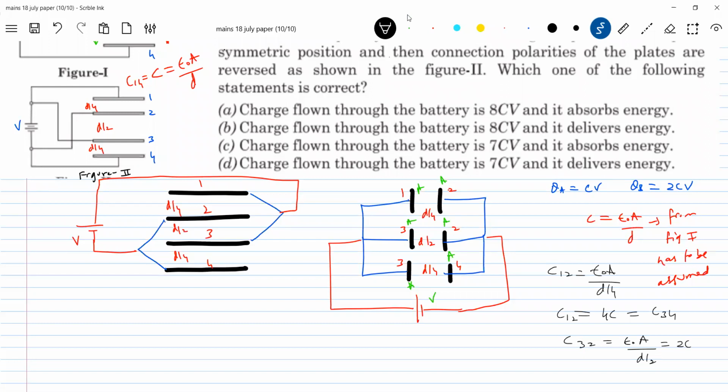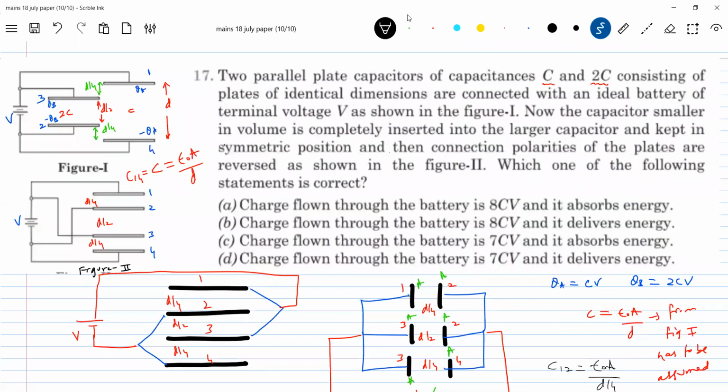Now calculate the charge. Earlier, you know the charge. What was the charge? QA plus QB. Now you have to compare the charge and take the difference. The difference in charge is what? It will flow here. So which plates do you have to take? 1, 3 only. What was the charge on plate 1, 3? Now you have to compare.